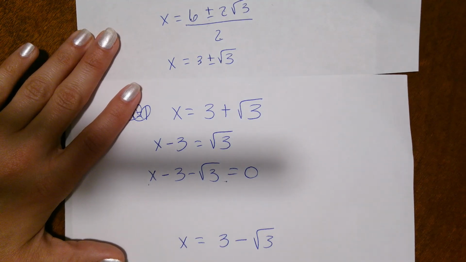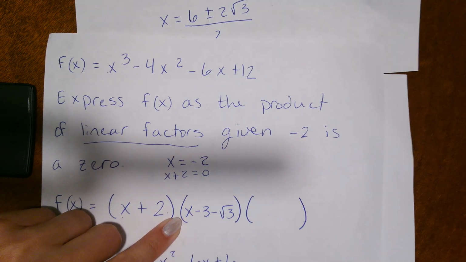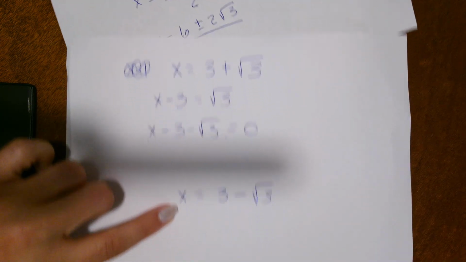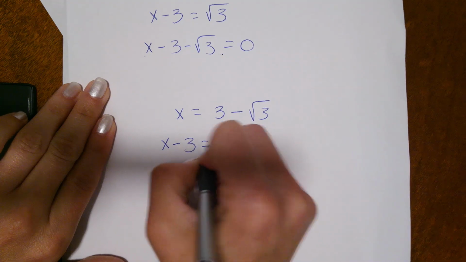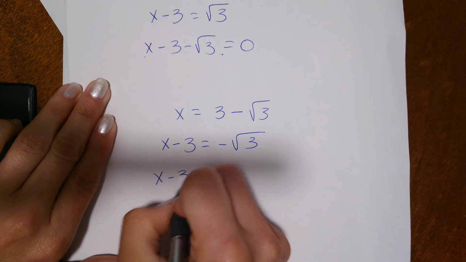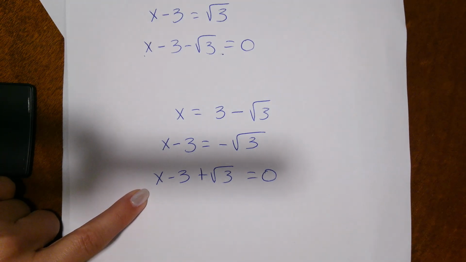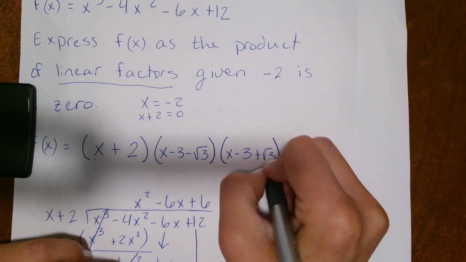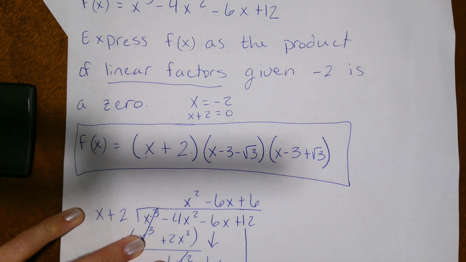So I know in one of these little holes, I need to write x minus 3 minus the square root of 3. And now I'll just do the same thing with the other 0. I need to rewrite it as a factor, which just means I need it to equal 0 again. So I'm going to subtract 3 from both sides. And now this time I'll add the square root of 3 to both sides. And there we go, it's equal to 0, so I have my factor. So in the last little hole, I have x minus 3 plus the square root of 3. And there is my polynomial written as the product of linear factors.